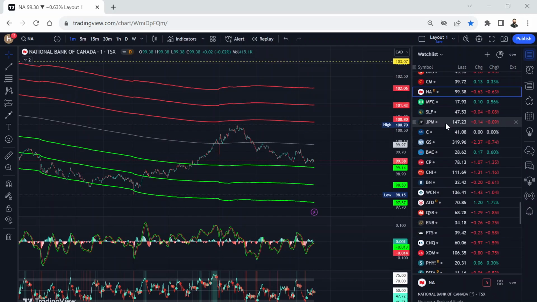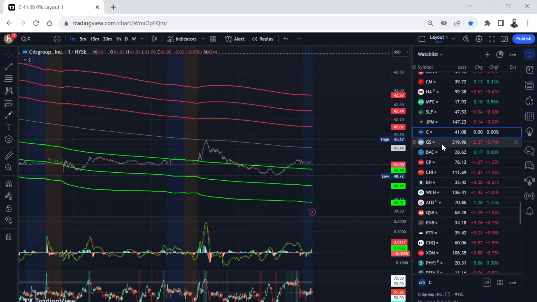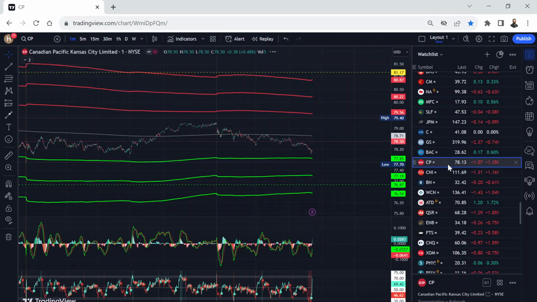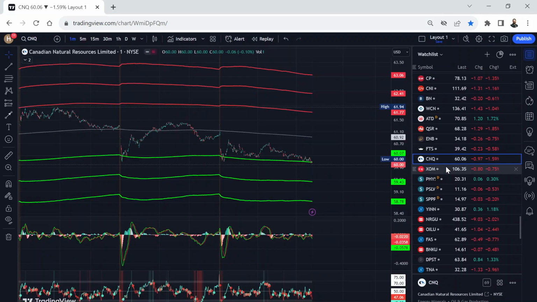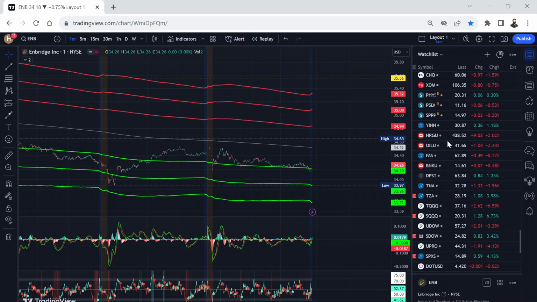Let's look at American banks. JP Morgan near neutral zone. Citigroup in the buy zone. Goldman Sachs in the buy zone. Bank of America in the neutral zone. CP in the near buy zone. CNQ in the buy zone. XOM in the buy zone. Enbridge is also in the buy zone.